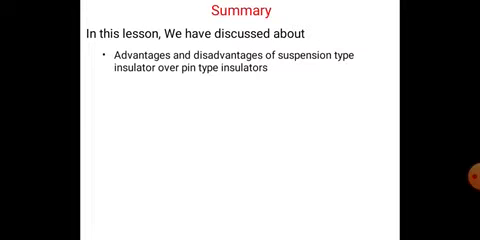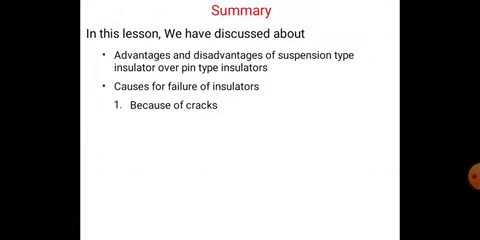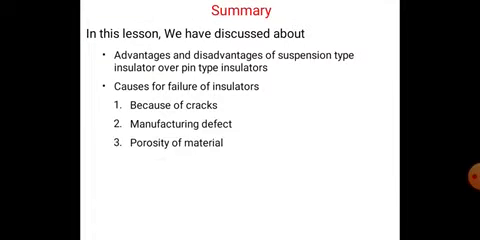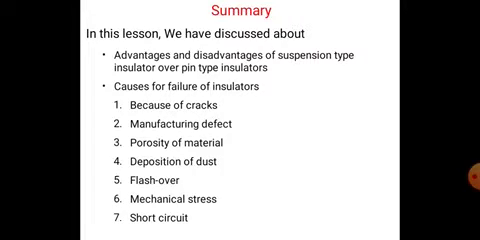So in this class we have discussed the different advantages and disadvantages of suspension type insulators over pin type insulators, and the causes for failure of insulators. What are the causes? Cracks, manufacturing defect, porosity of material, deposition of dust, flashover, mechanical stress and short circuit. So we are discussing it in the class.